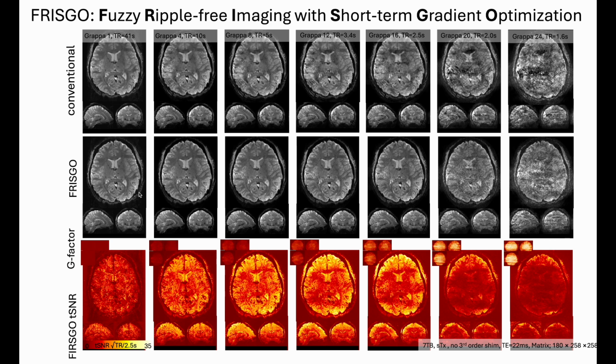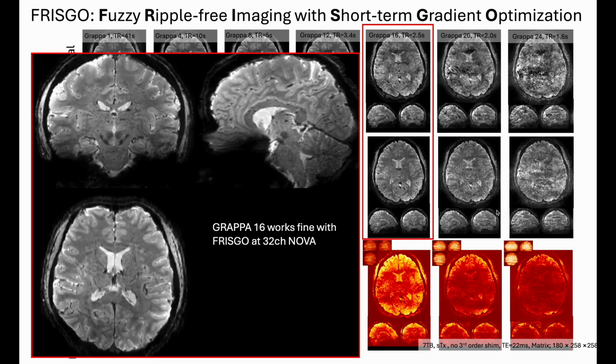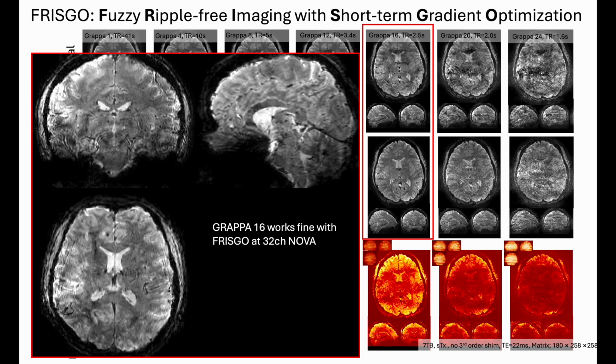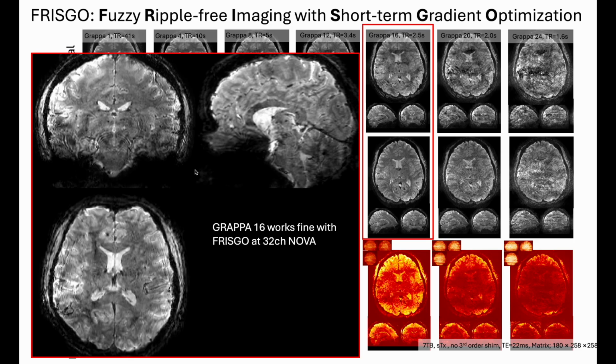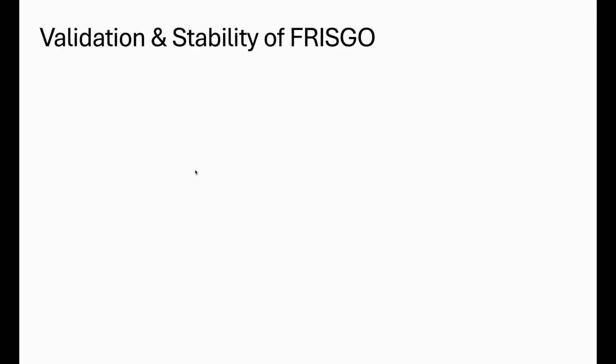And you can see that we are not really limited by thermal noise all the way up to Grappa 16, and maybe at Grappa 20 the images are still fine. Maybe in the center we have a lot of G-factor noise amplification, and only at about Grappa 24 things fall apart. So you can certainly push whole brain layer dependent fMRI into the regime of TRs less than 3 seconds, as you can show here, which was not possible without FRISGO.